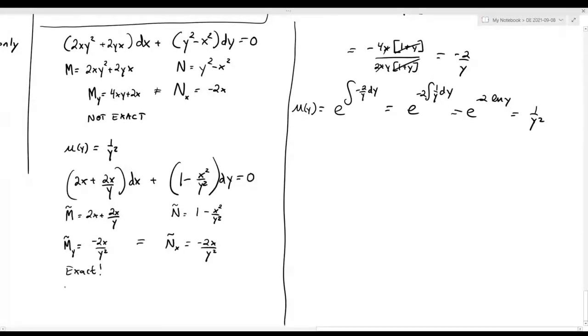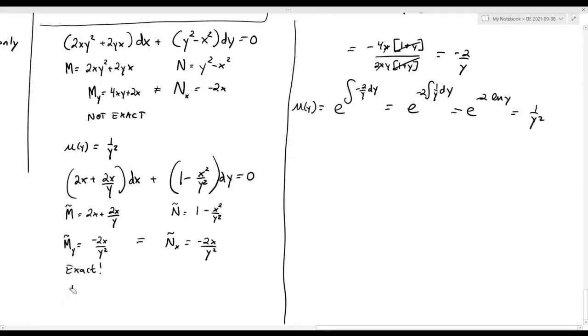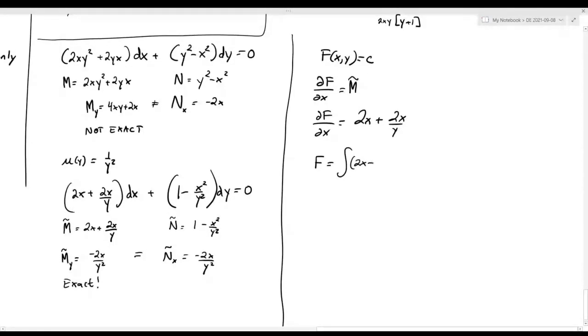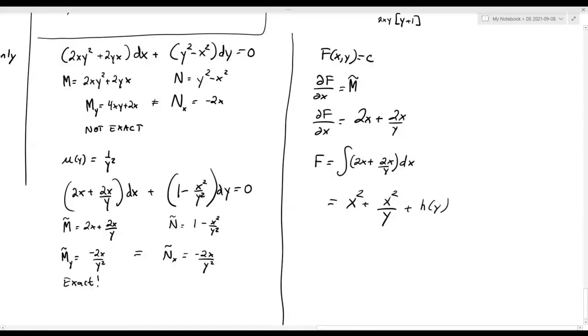So now remember, we're looking for a solution curve. Our solution is a level curve of some function big F, and the derivative of big F with respect to x should be M tilde. So we're going to recover F by anti-differentiating with respect to x. And instead of a constant of integration, we get a function of integration, which is a function of the other variable, y.